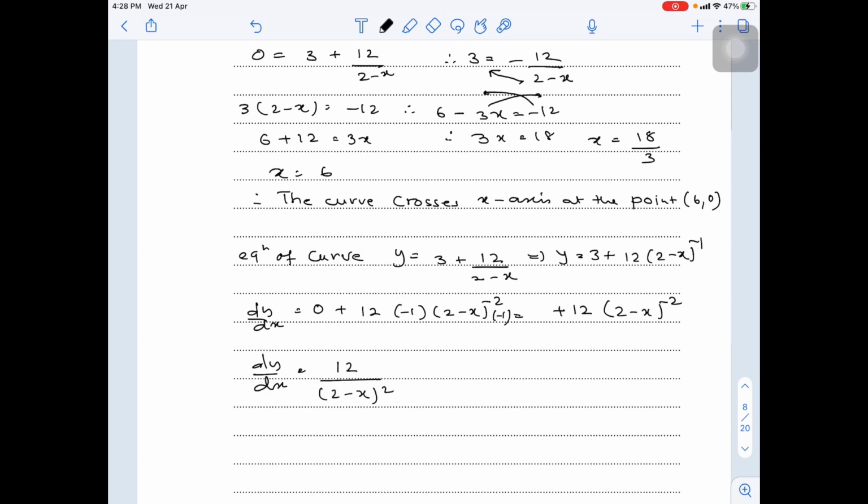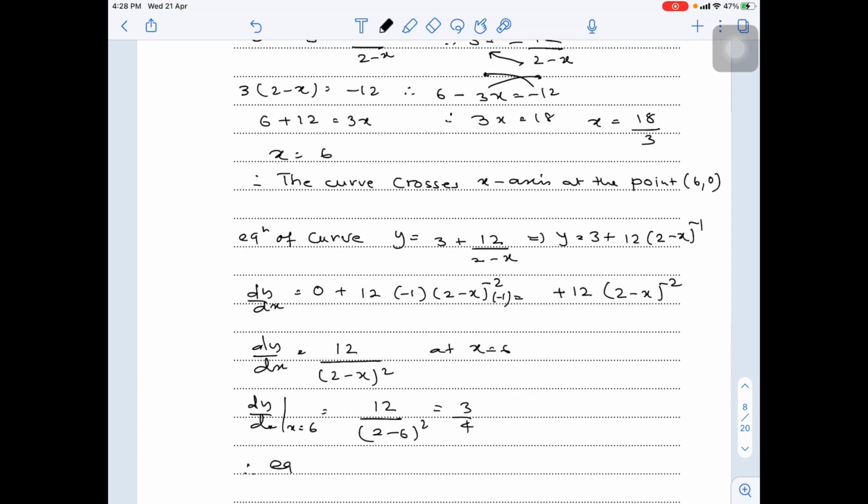So dy over dx is 12 over 2 minus x to the power 2. All right. At x equals 6, the gradient of the tangent is dy over dx at x is 6, 12 over 2 minus 6 squared, which is 3/4.